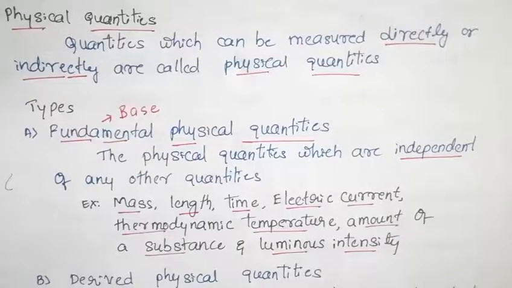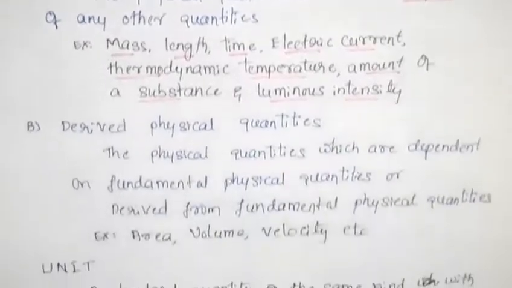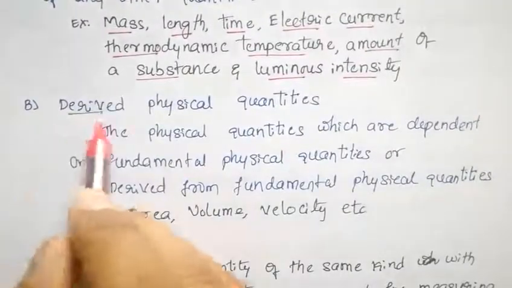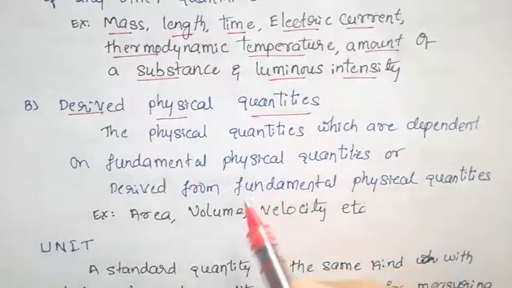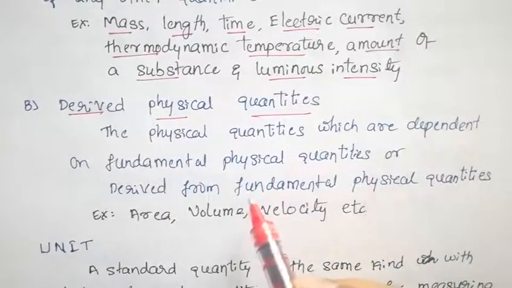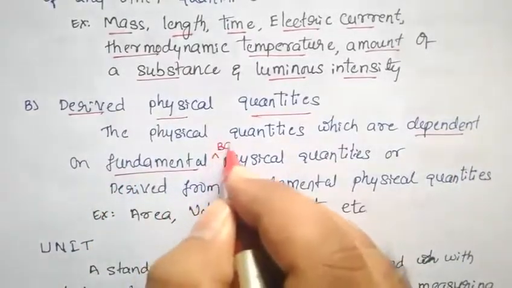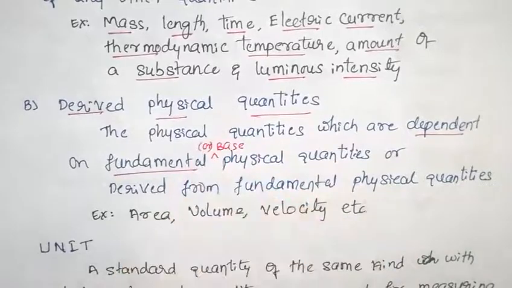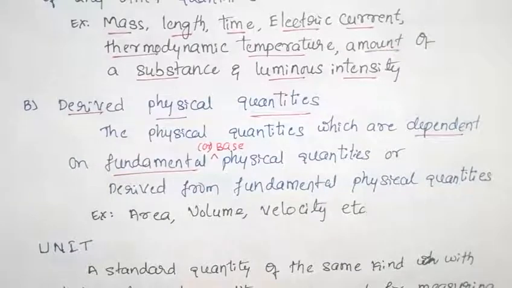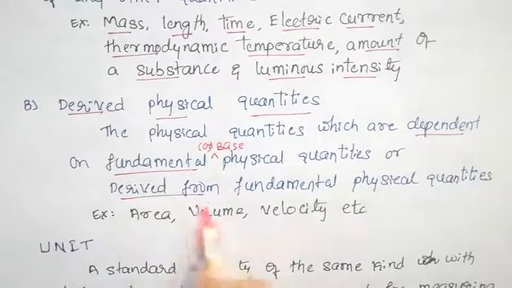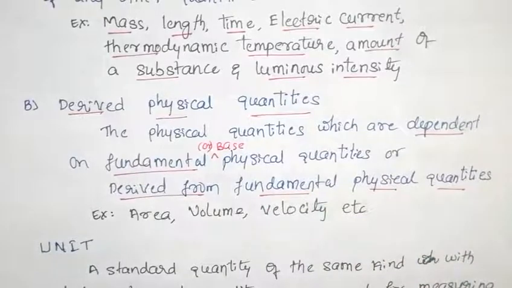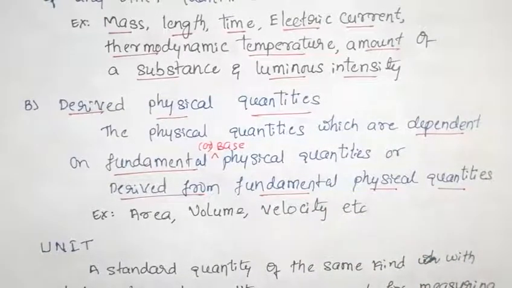Then what is the next type, sir? The next type is derived physical quantities. What is meant by derived physical quantities? The quantities which are dependent on fundamental physical quantities, or base physical quantities, we call derived physical quantities. Or we can say the quantities which are derived from fundamental physical quantities are what we call derived physical quantities. Examples of derived physical quantities: area, volume, velocity.